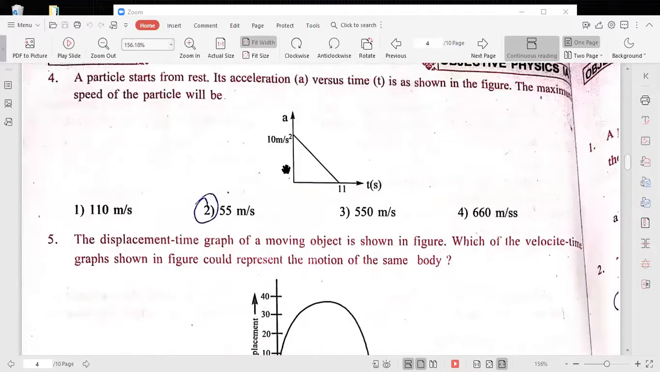Next, fourth problem, you see. Fourth problem. The third problem is most important, you do.